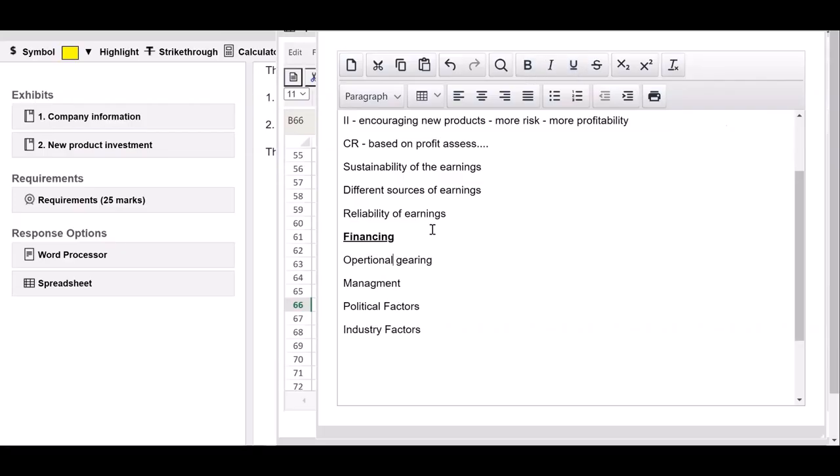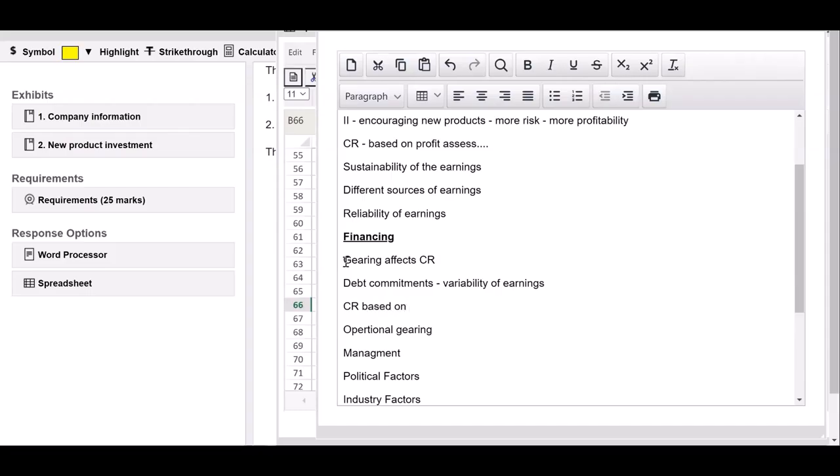Now, as far as financing is concerned, yes, the most important thing is that gearing is going to affect the credit rating, and gearing is of concern to both. Gearing affects the credit rating agencies, and it is also of importance to the shareholders. The debt commitments bring in variability of earnings.